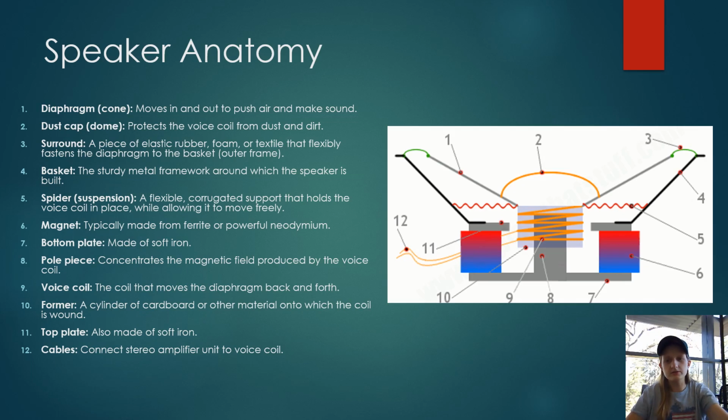Next, I'm going to move on to the anatomy of a speaker. The three things I'm going to point out are the cone, the coil, and the magnet. So the cone is moved by the coil, which is moved by the magnet. As the magnetic field moves through, it moves the coil up and down, which then moves the cone up and down, which then changes the acoustic pressure and puts off sound waves that we can hear.